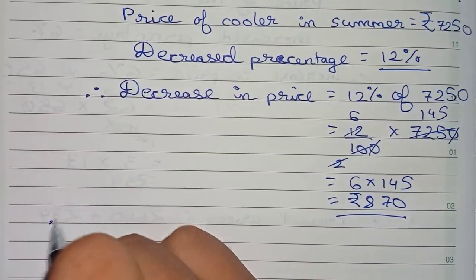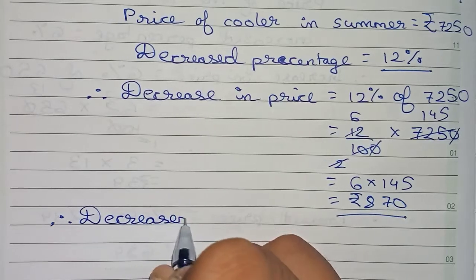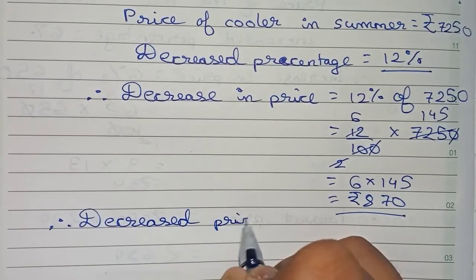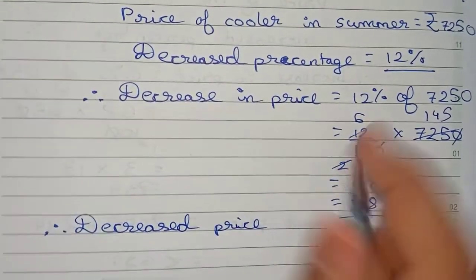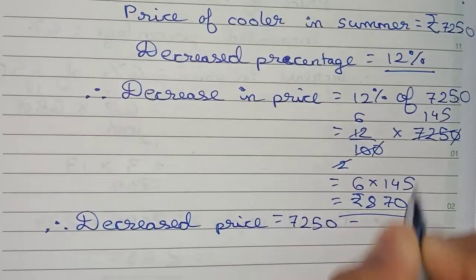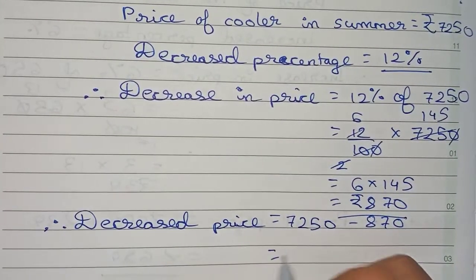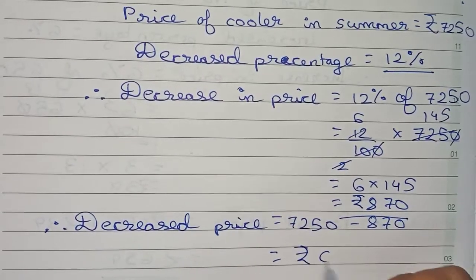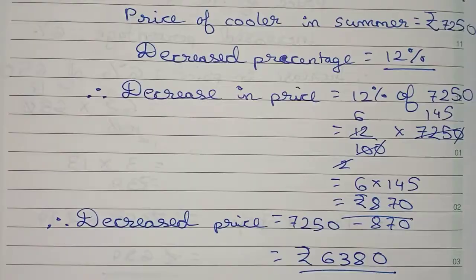Now write the decreased price equals, that means the price after giving this much off, it will be 7,250, the original price, minus this, that is 870, which will be equal to rupees 6,380. So this will be our final answer for this question.